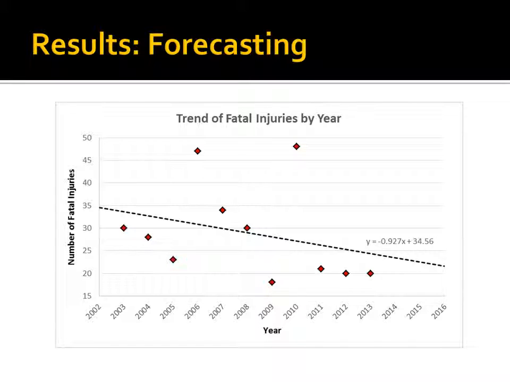So, for example, if you look at the year 2015, the equation will now be y equals negative 0.927 times 13 plus 34.56, which yields a value of 22.51, and so on and so forth, even for 2016, where it will be y equals negative 0.927 times 14 plus 34.56 to yield a value of 21.58. This will be a continual regression for decreasing injuries moving into the future based on my forecasting.